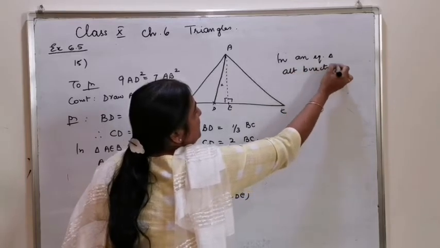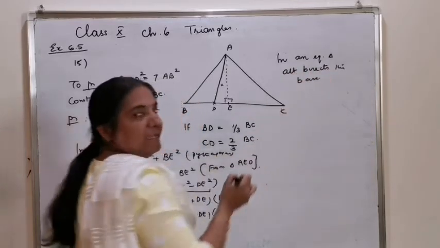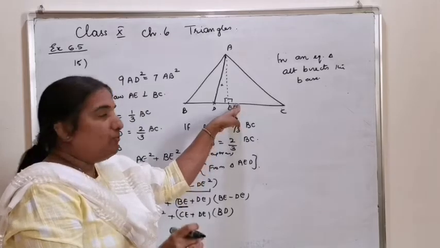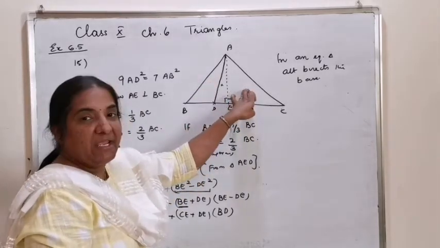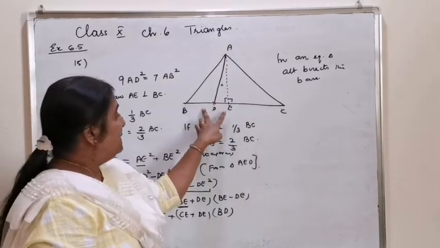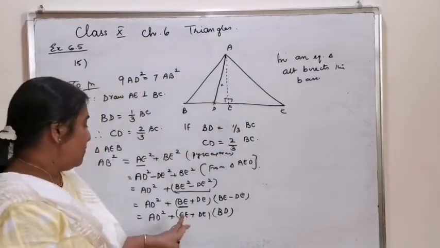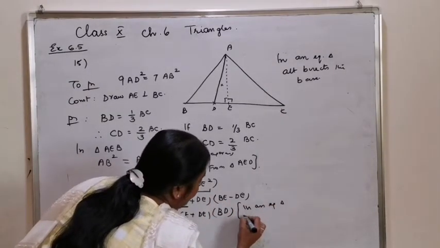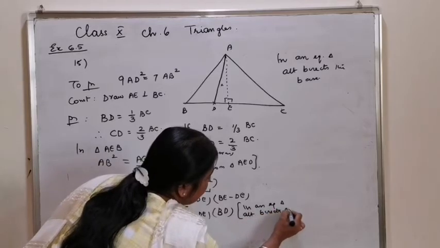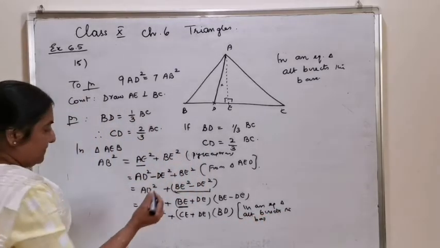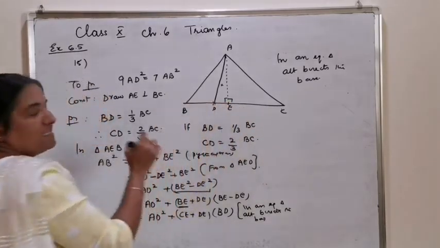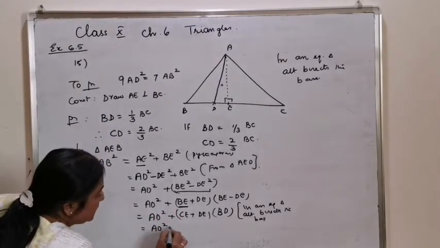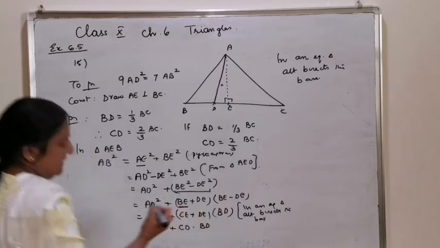altitude bisects the base. That is, given ABC is an equilateral triangle, AE is an altitude. We proved that AEB is similar to AEC by RHS, so BE and CE are equal. So, very well we can replace BE with CE and write here, in an equilateral triangle, altitude bisects the base. At the same time, CE plus DE is giving you a clear measure of CD, that is AD square plus CD into BD.